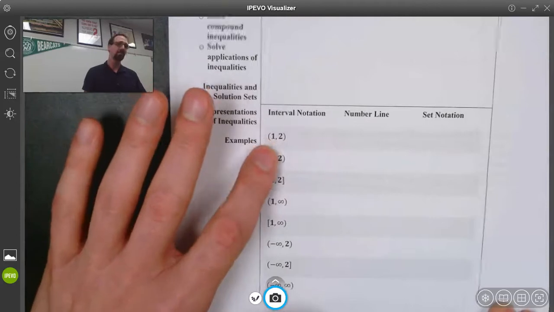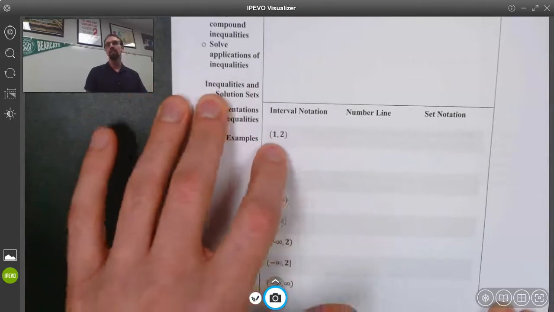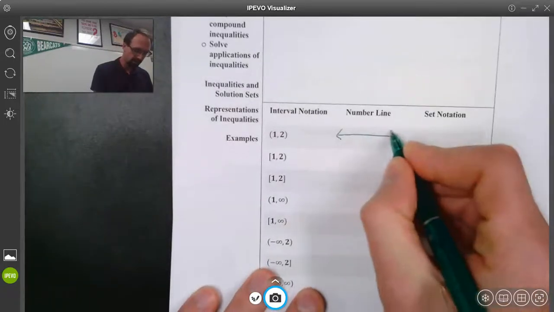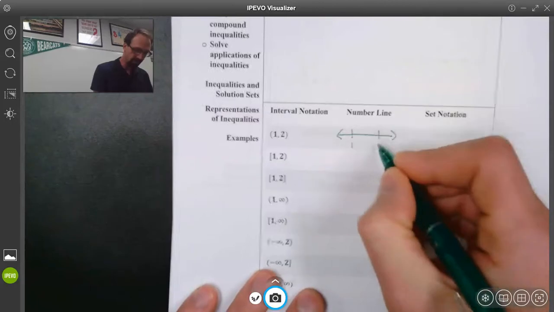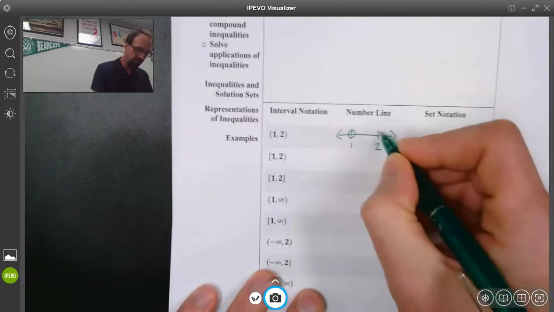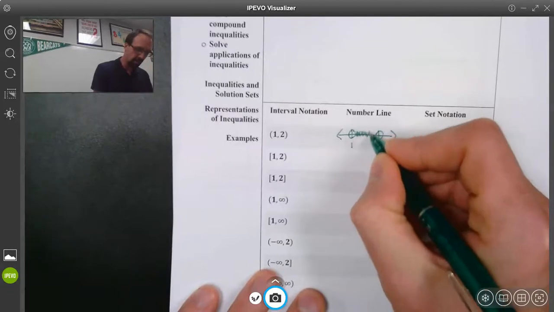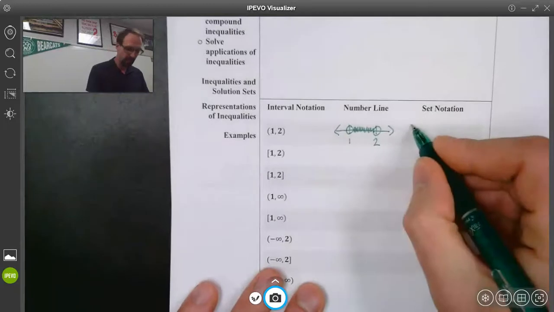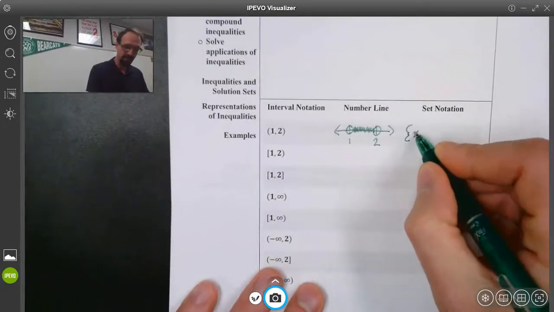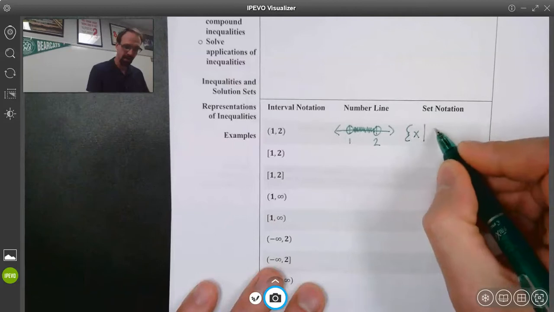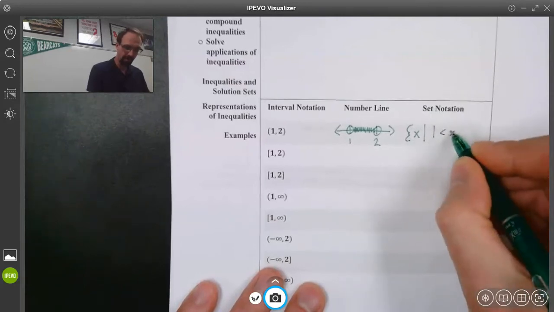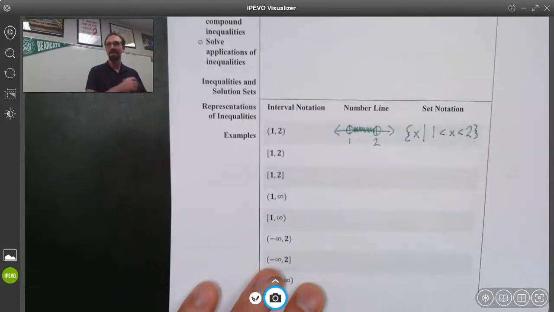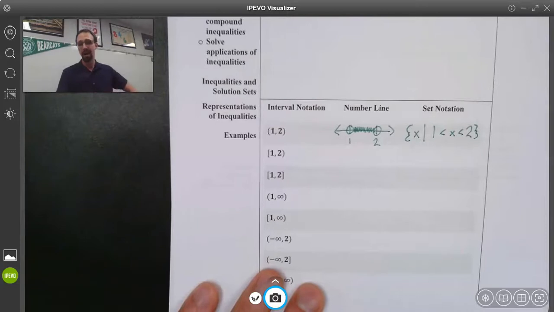If I say the interval notation of the solution set is parentheses 1, comma 2, that means on a number line it is from the values of 1 non-inclusive to 2 non-inclusive. On a number line, we use open dots to represent that. For set notation, we have braces, the set of x such that 1 is less than x is less than 2. Another way to say that is x is between 1 and 2, both non-inclusive.